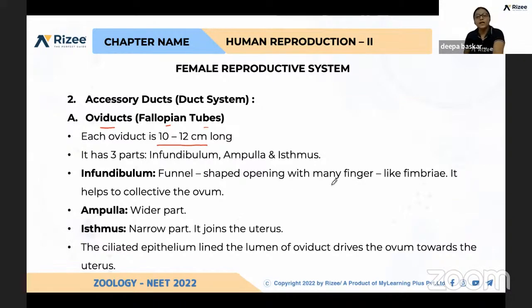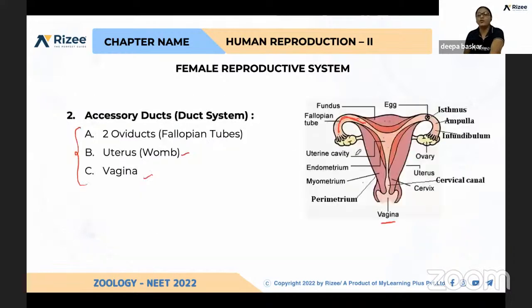And what are the parts of this fallopian tube? See this funnel-shaped part here. This is called infundibulum, and it has a funnel shape. At the edge it has finger-like projections like this. That is called fimbriae.